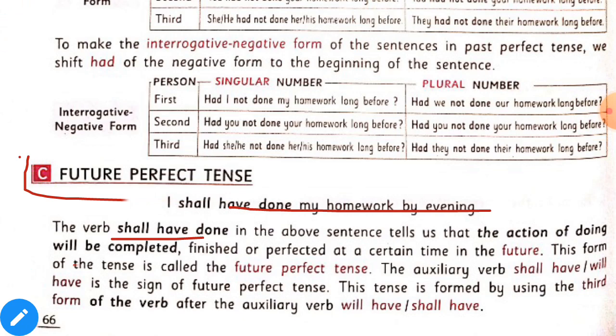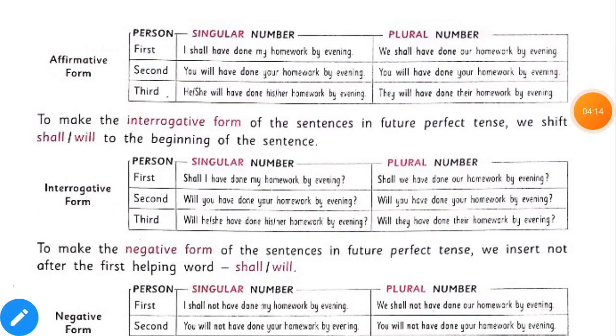In the above sentence, shall have done tells us that the action of doing will be completed. It is not completed yet. It will be completed or finished or perfected at a certain time in the future. This form of the tense is called the future perfect tense. The auxiliary verb shall have or will have is the sign of the future perfect tense. This tense is formed by using the third form of the verb after the auxiliary verb will have or shall have.